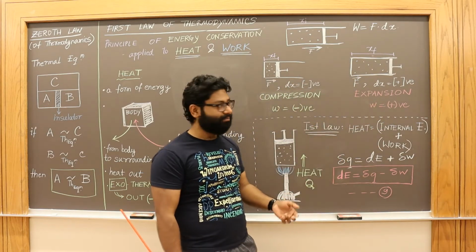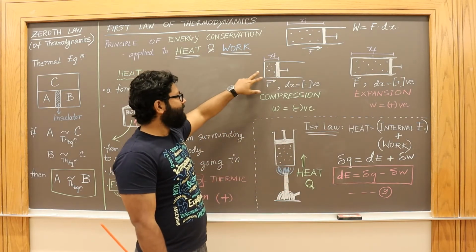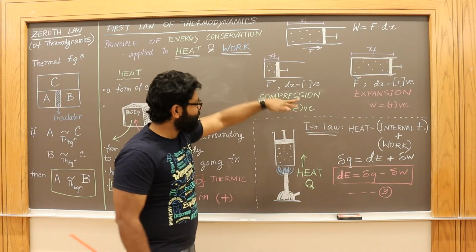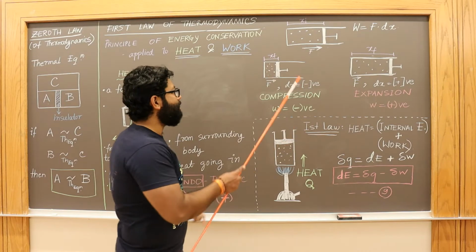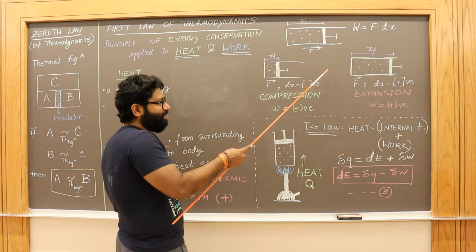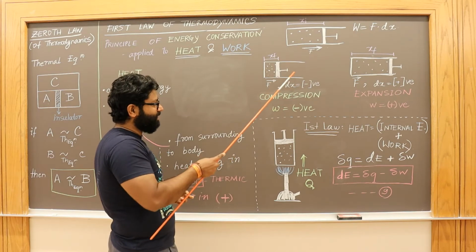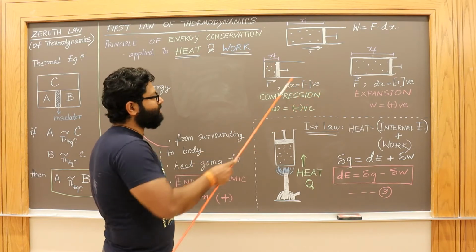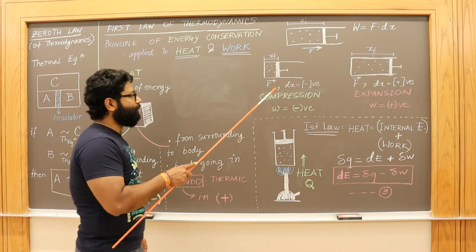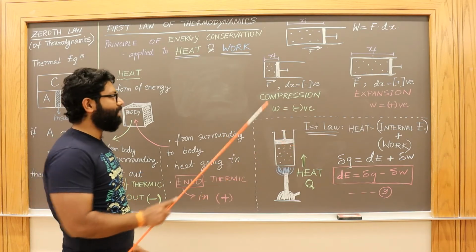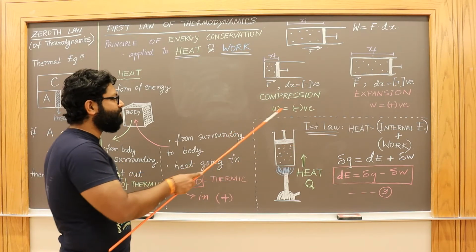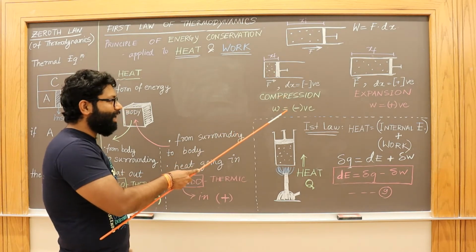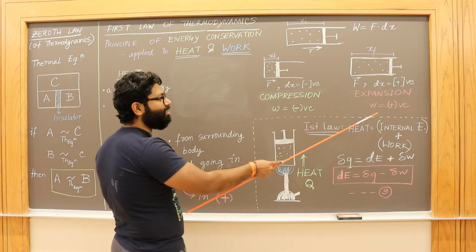Now, the opposite: we see here that the force is applied in this way by the gas molecules, but because of some external force, this piston has come inside, has reduced in xf. So in here, just the opposite thing happens, and dx becomes negative. So F dot dx becomes a negative number. Now, when F dot dx becomes negative, work becomes negative, and this is compression. So during compression, work is negative. During expansion, work is positive.